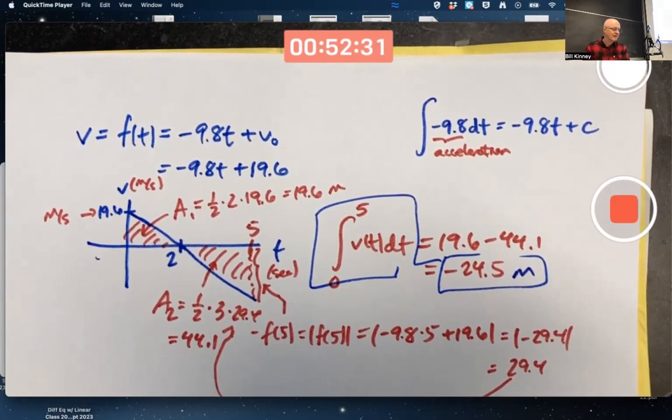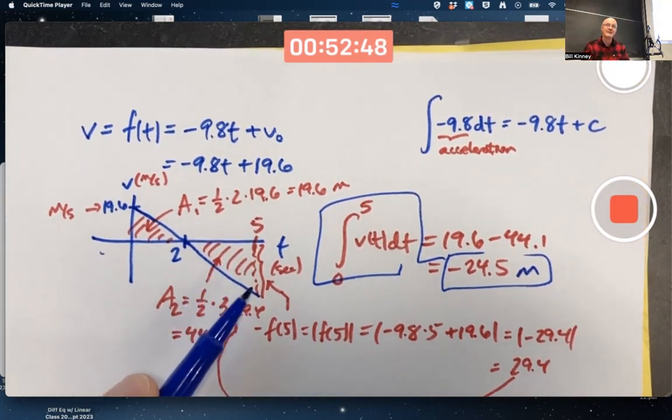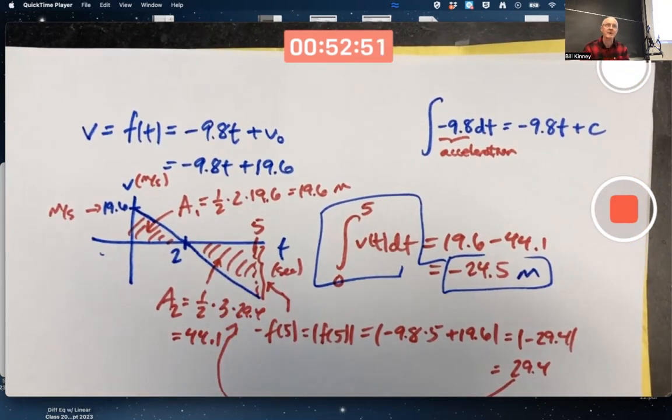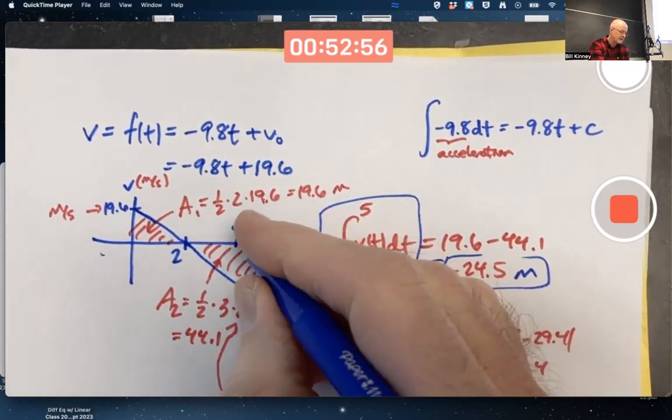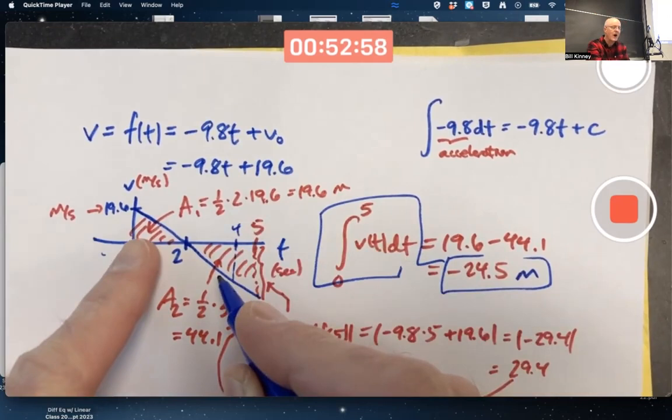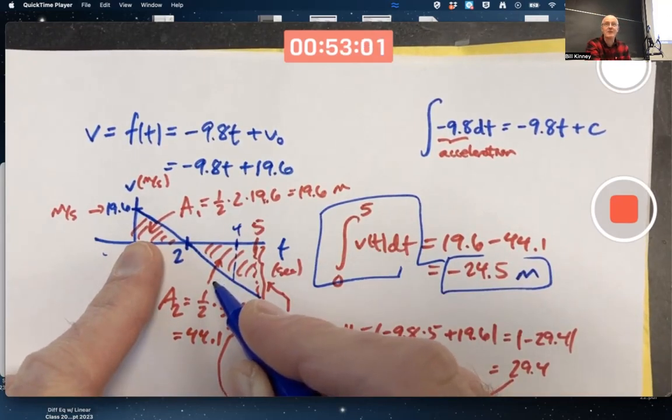It's telling me that after 5 seconds have gone by, the ball is 24.5 meters lower than it started, because upward was positive, downward was negative. On the top of the IDS building, I throw it up, it comes back down. It comes back down to where it started after 4 seconds, and then another second longer, it goes another 24.5 meters downward. Why is it back to where it started when x is 4? It's because the area of these two triangles is the same. And the integral from 0 to 4 should be 0 by symmetry.